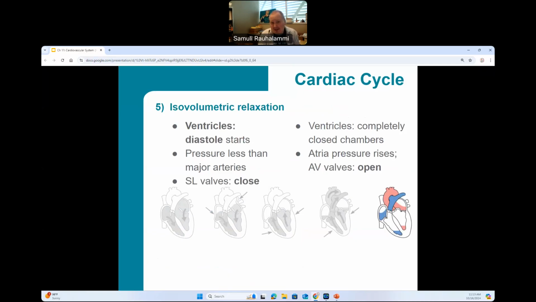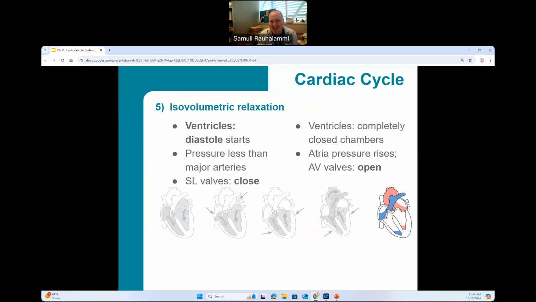The final and fifth stage is known as isovolumetric relaxation. Here, the ventricular diastole begins, so these chambers are now relaxed. And the pressure in them falls below that in the major arteries. As a result, the semilunar valves now close. For another moment, the ventricles are completely closed chambers. Instead, the atria are filling, and when the atrial pressure increases above the intraventricular pressure, the AV valves will then open. And that is our full cardiac cycle, all of the events of one heartbeat.